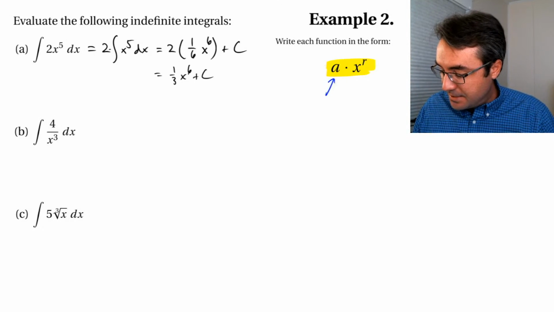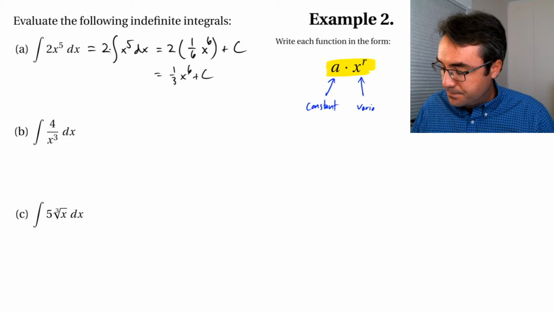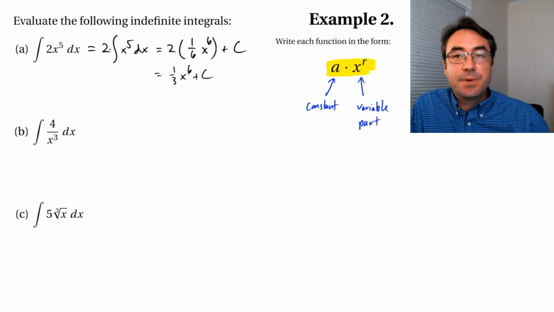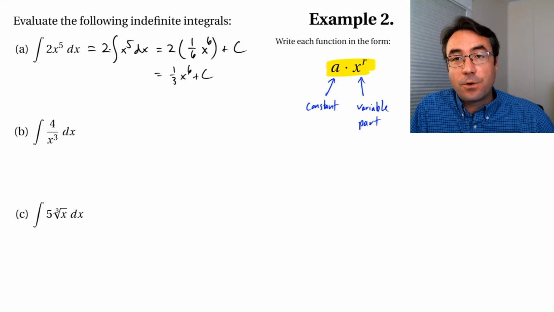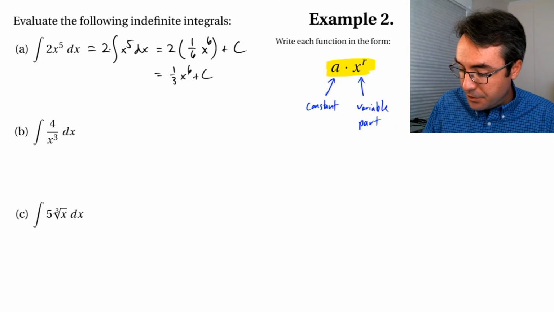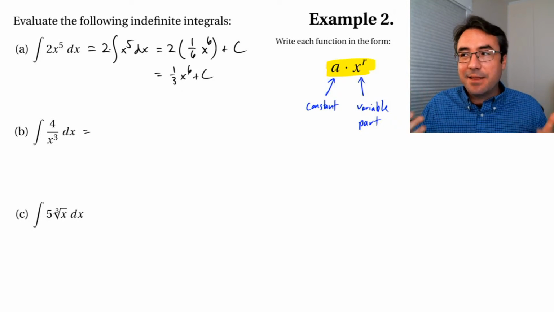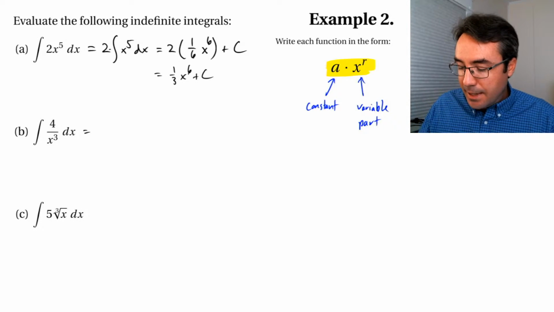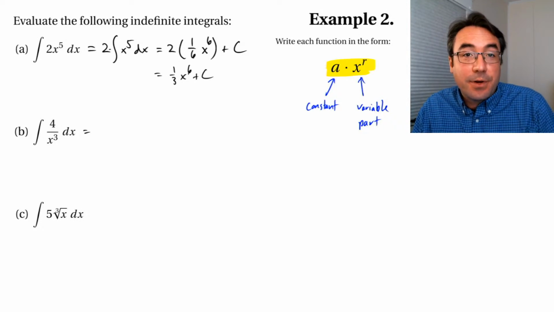So you want your constant in front, and you want your variable part to the other side. So you just want to try to keep things separated there. So for this 4 over x cubed, let's try to separate it and write it in that format. So the first thing we could do, and this is the same kind of thing we would do for differentiation. So we've been doing this all along, but just let's see how it looks for integration.